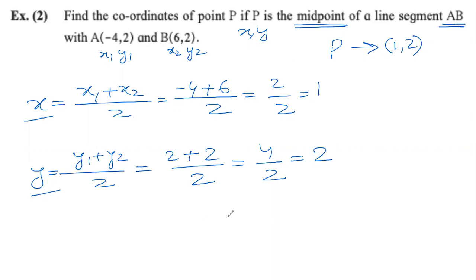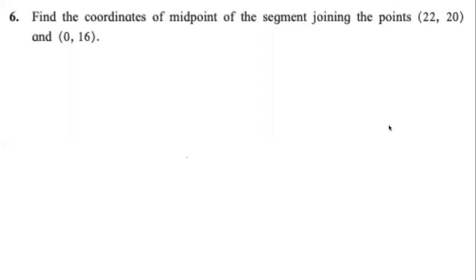This is how simple the question is. Be careful though that we need to know our integers. We need to know our division to complete the answers. Try this question on your own. In the notebook, write the complete answer. Then share the answer with me on Zoom. Find the coordinates of the midpoint of a segment joining points 22, 20 and 0, 60. Do it on your own. Of course, you will identify x1, y1, x2, y2. Then you will find x and y.